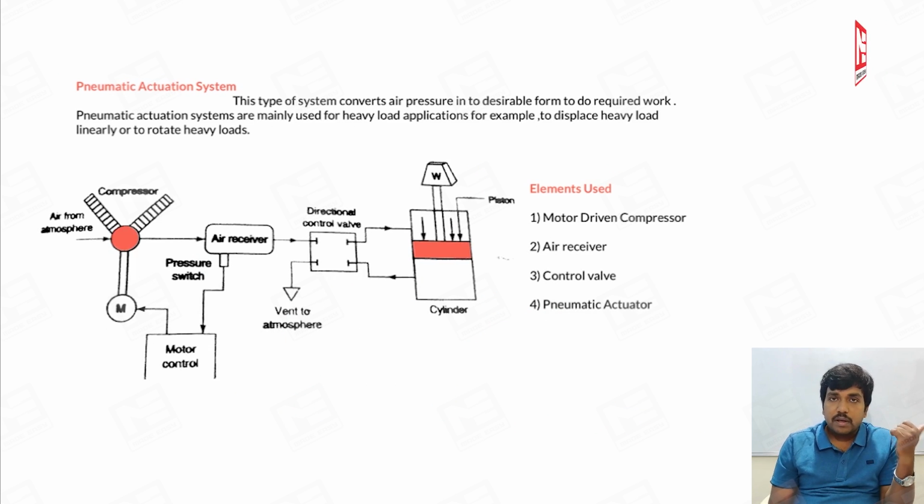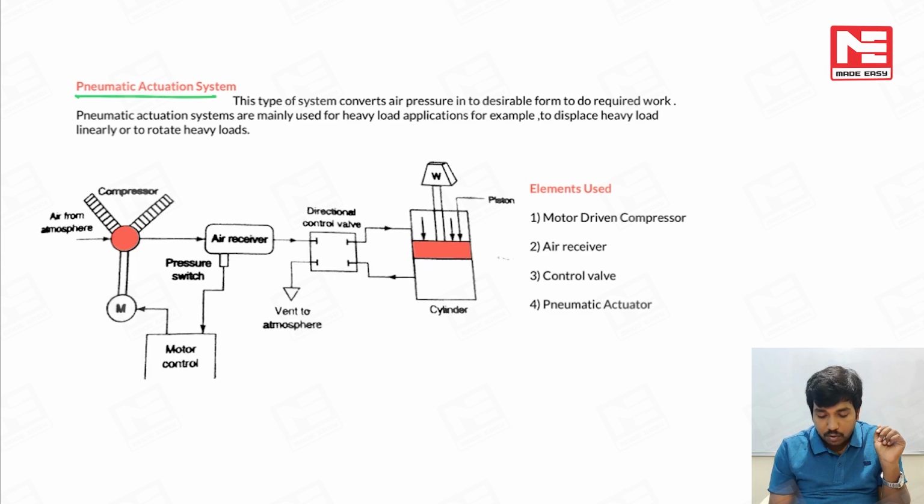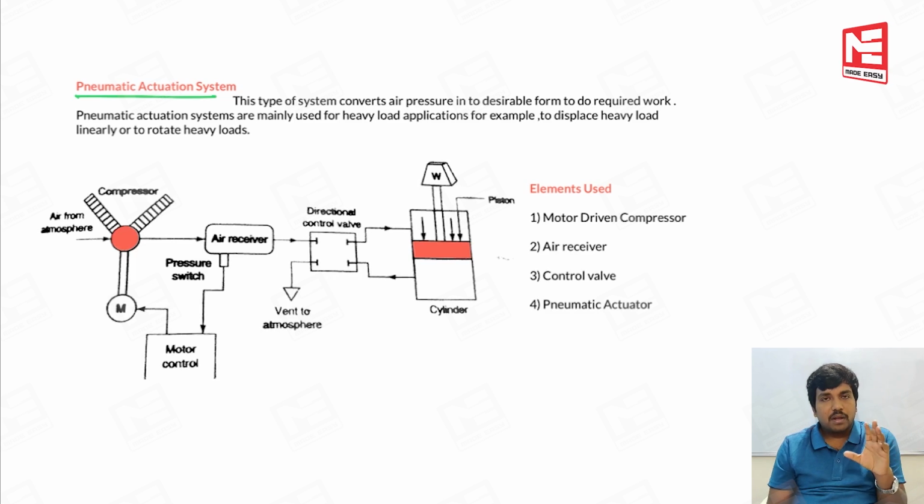It is simple. If you use a liquid, it's called a hydraulic actuation system. Now, if you want to use air pressure to do some work, first, what do we require? Think and tell me. First we require a supply of air, right? And the availability of air in the atmosphere is very easy. So the air comes from the atmosphere.